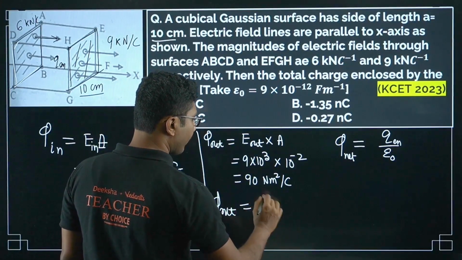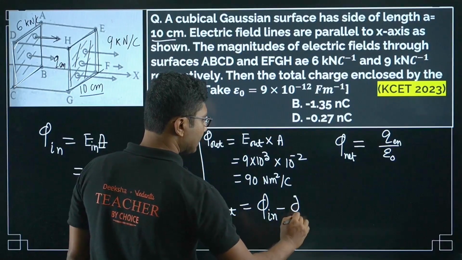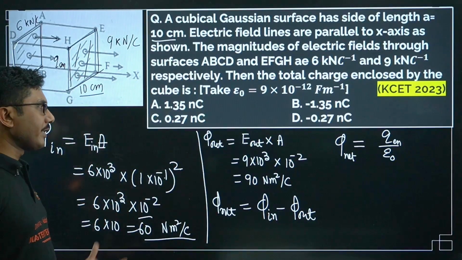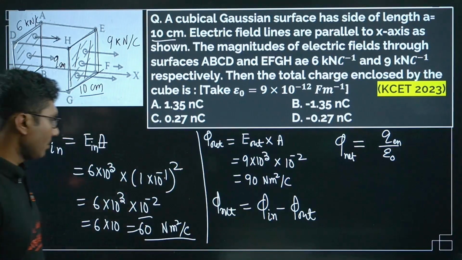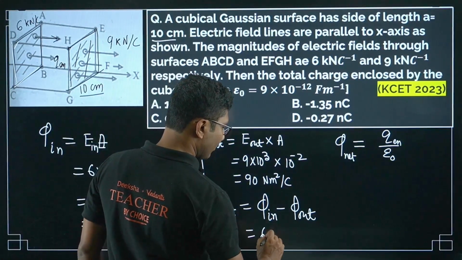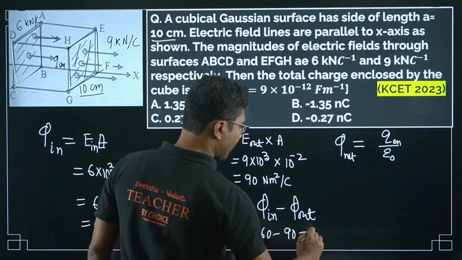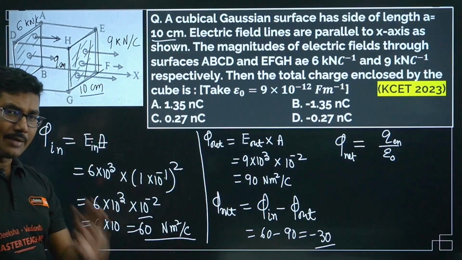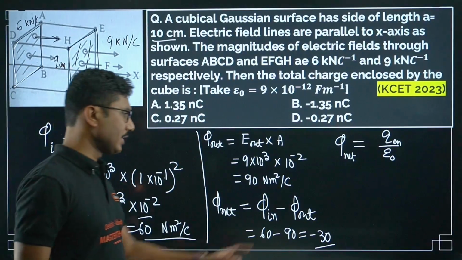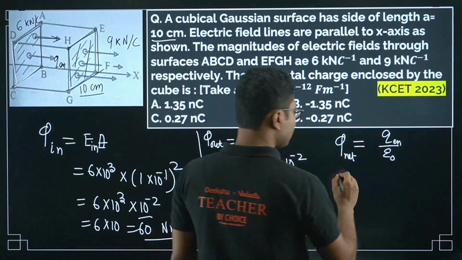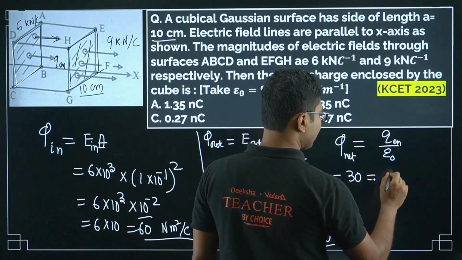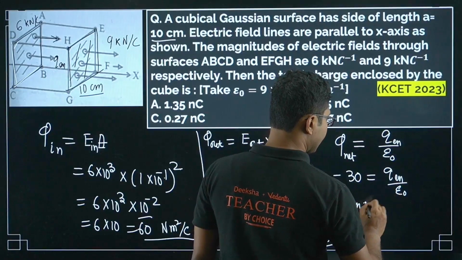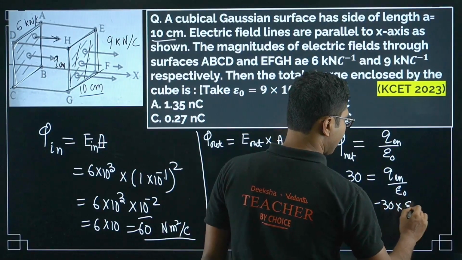Net flux is always phi in minus phi out, always. It is not larger minus smaller, it is always in minus out. So what is in was 60, what is out was 90, so it is minus 30. So net flux is minus 30. Yes, net flux can be negative based on the polarity of the charges. Now you have to put that value over here. So minus 30 equals Q enclosed by epsilon naught, or Q enclosed is minus 30 into epsilon naught.